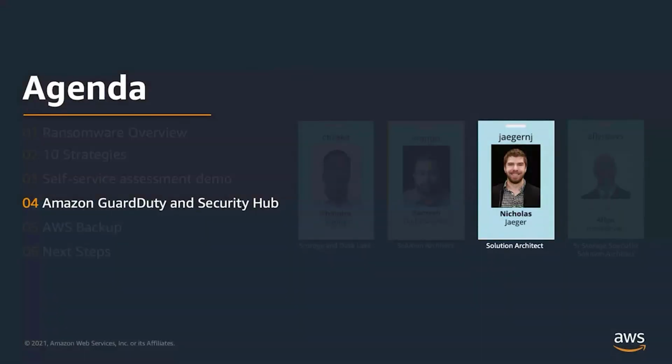Perfect, thanks. When you're operating workloads in AWS, there are some precautionary measures you can take to help detect threats, including ransomware. So the two services I'm going to talk about to help with this are Amazon GuardDuty and AWS Security Hub. You can go ahead and jump to the next slide.